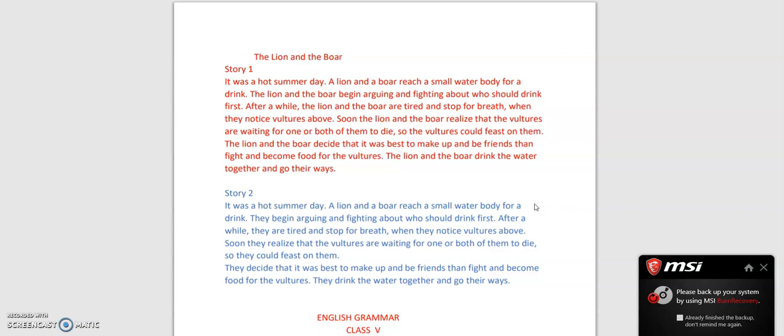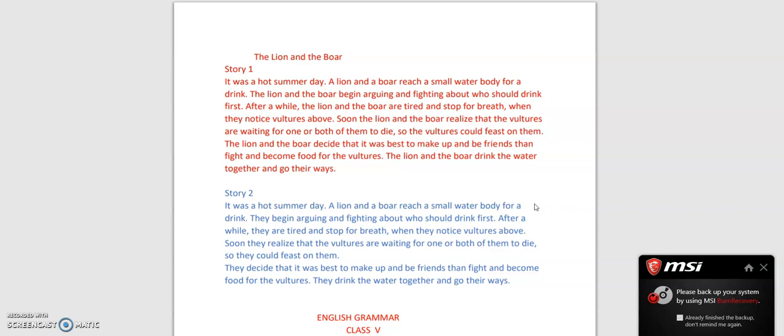It was a hot summer day. A lion and a boar reached a small water body for a drink. The lion and the boar began arguing and fighting about who should drink first.